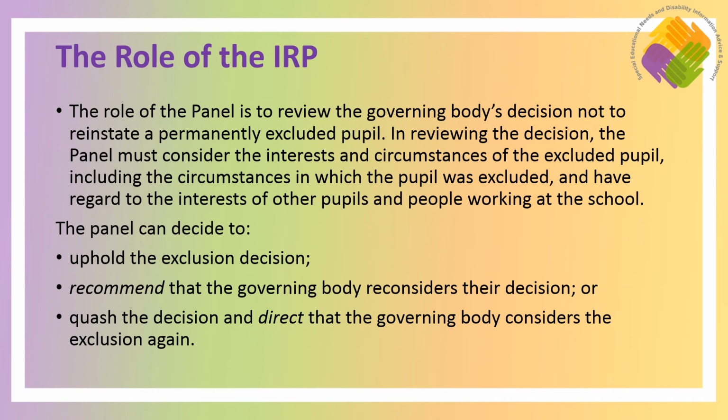So the role of the independent review panel is to review the governing body's decision not to reinstate a permanently excluded pupil. In reviewing the decision, the panel must consider the interests and circumstances of the excluded pupil, including the circumstances in which the pupil was excluded, and have regard to the interests of other pupils and people working at the school. So what can they decide? Well, the panel can decide to uphold the exclusion decision, recommend that the governing body reconsiders their decision, or to quash this decision and direct that the governing body considers the exclusion again.